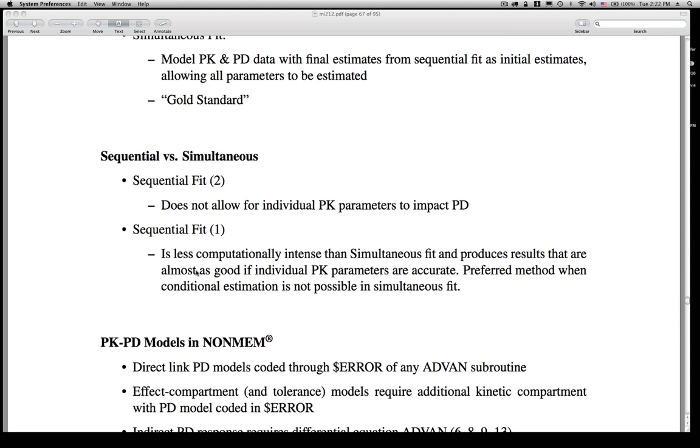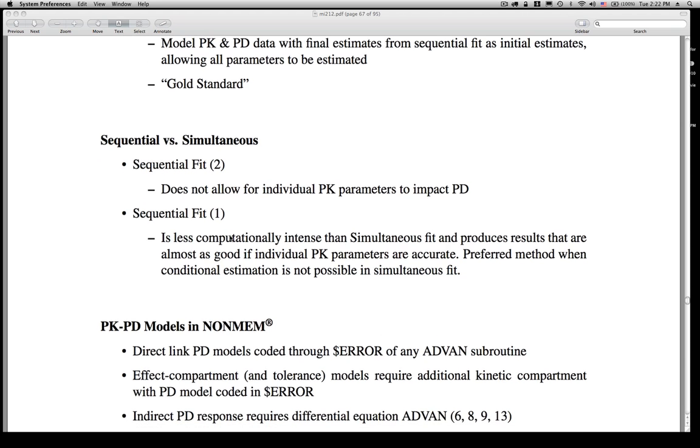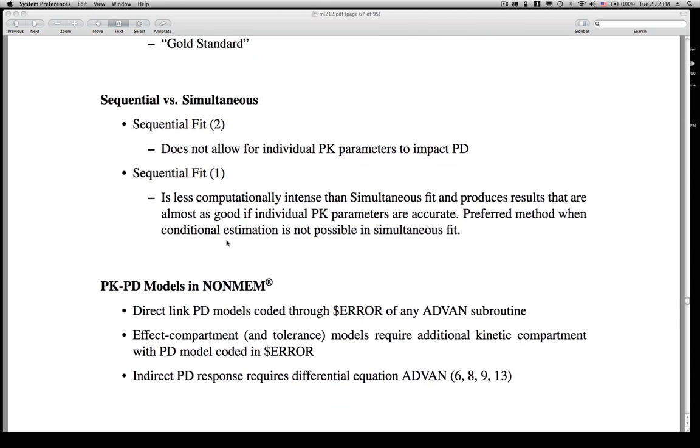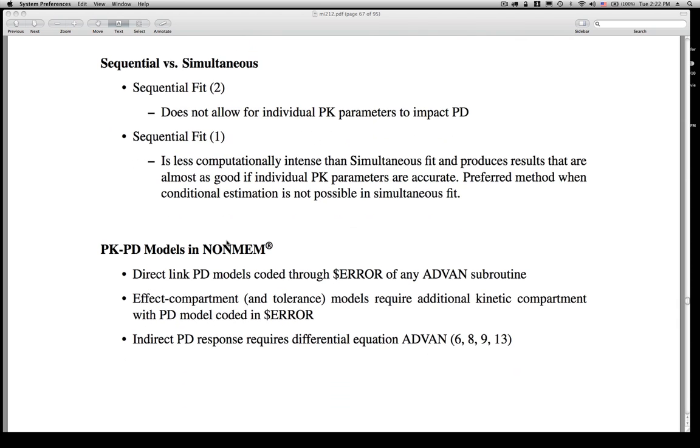Anyway, I think that a good starting point is something like the sequential fit number one, which is less computationally intensive than a simultaneous and produces results that are pretty good. And certainly, if conditional estimation is not possible on the simultaneous fit, you're going to want to use the sequential fit.